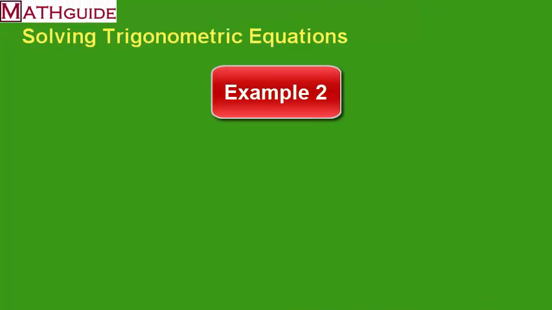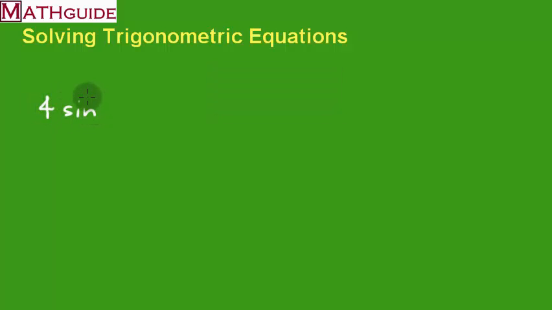Here's example number 2. For this example, we're going to see a problem that has a trigonometric function that's squared. It's common to see that. It's just like it's common to see an algebra problem that has a square in it. And if this was an algebra problem, we would get the variable alone. Well, in this case, we're going to try to get our trigonometric function sine of x alone.